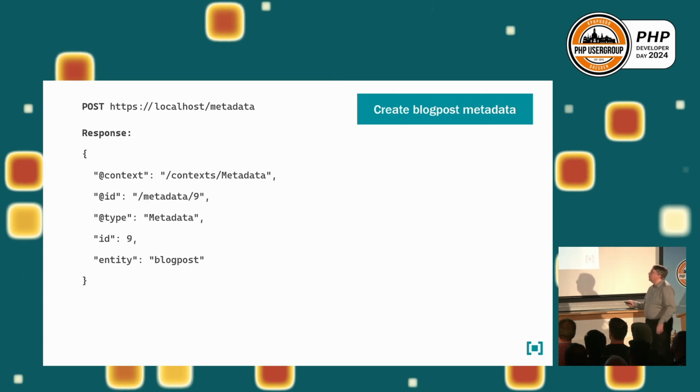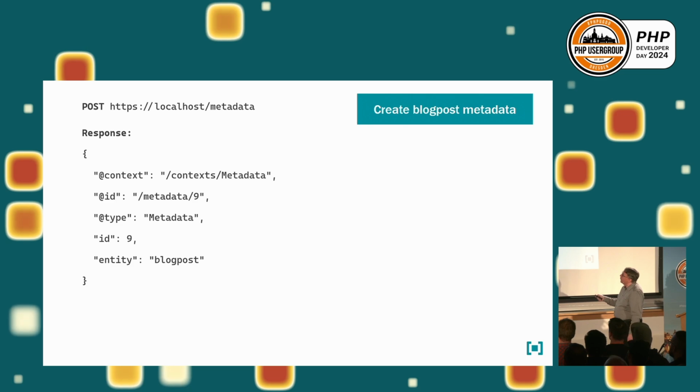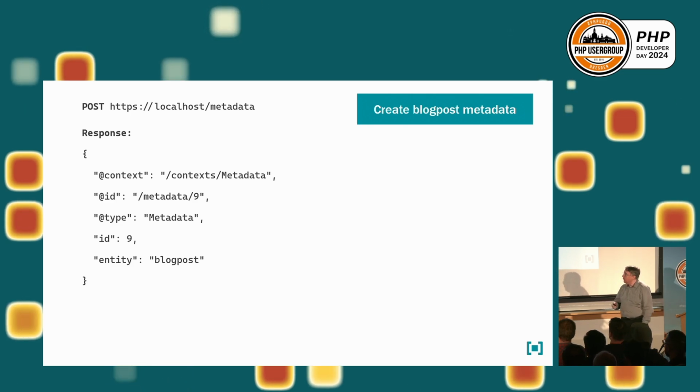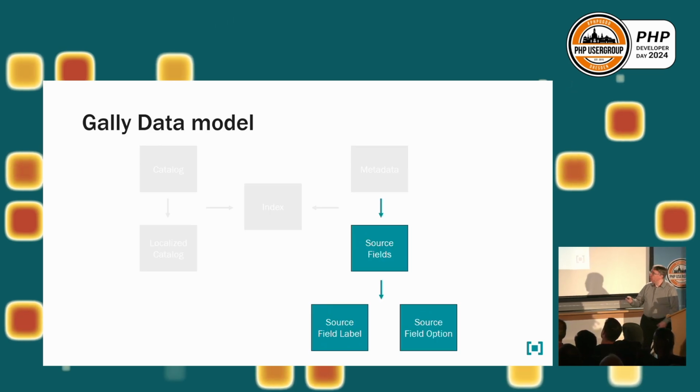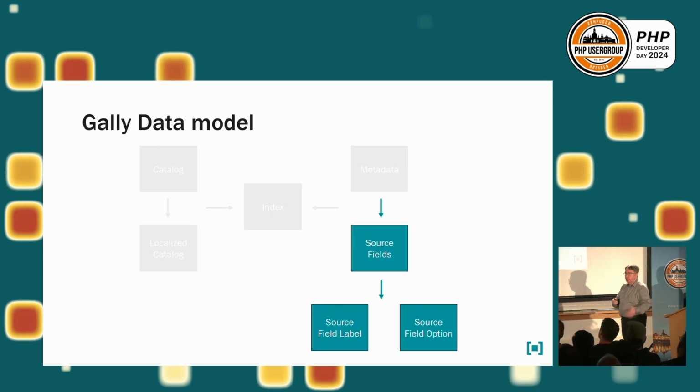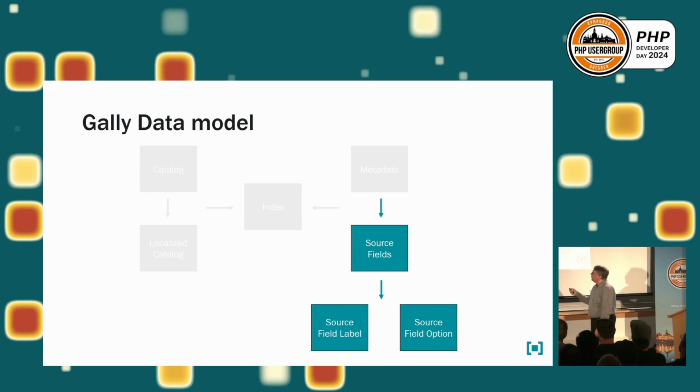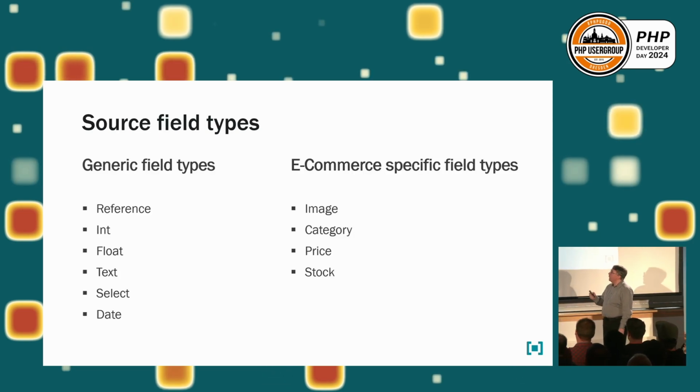Again, we get some metadata information back. Again, we need to track the ID as we need it later on when creating the source fields, because we need to attach source fields to a metadata object. And that's what we are doing now.